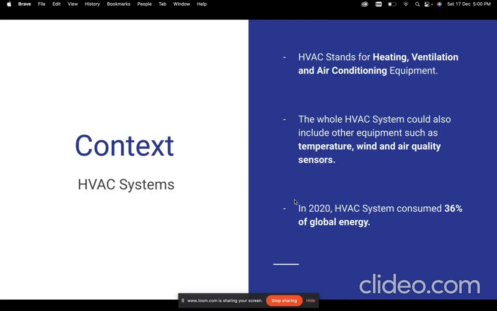So the context here is that HVAC stands for heating, ventilation, and air conditioning equipment. These HVAC systems consider sensors like temperature, wind, and to track air quality. It is also presented that in 2020, HVAC systems consumed around 36% of global energy. So it takes a lot of energy from what we generally generate. So that is the problem that we need to look into.